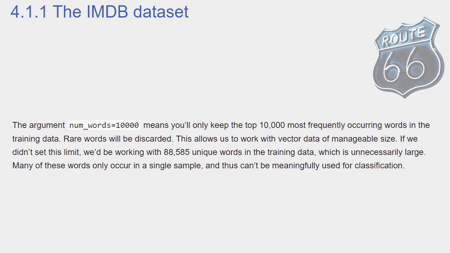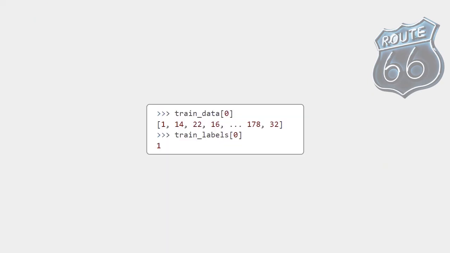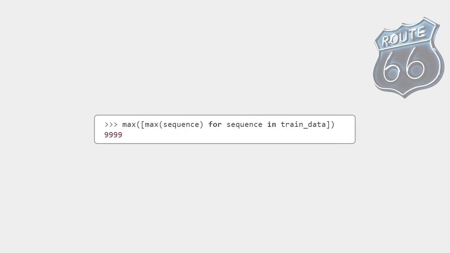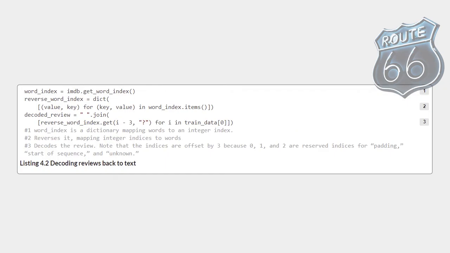Many of these words only occur in a single sample and thus can't be meaningfully used for classification. The variables train_data and test_data are lists of reviews. Each review is a list of word indices, encoding a sequence of words. Train_labels and test_labels are lists of zeros and ones, where 0 stands for negative and 1 stands for positive. Because we're restricting ourselves to the top 10,000 most frequent words, no word index will exceed 10,000. For kicks, here's how you can quickly decode one of these reviews back to English words.